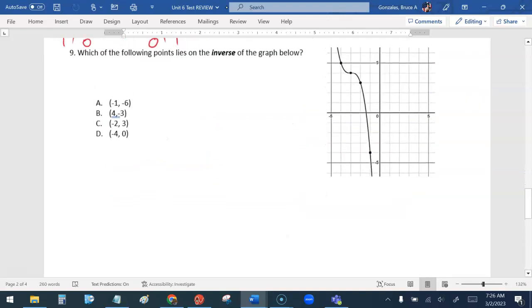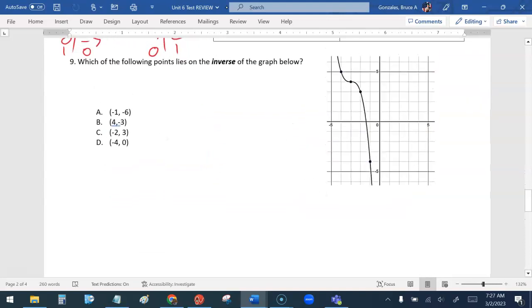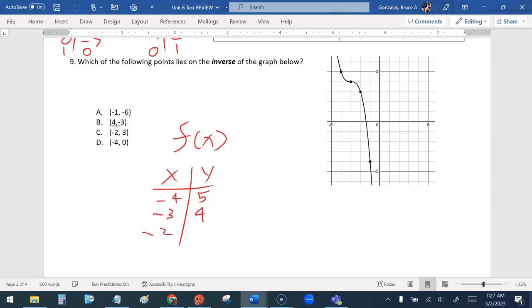Number 9, which of the following points lies on the inverse? Once again, you got the negative 4, 5, negative 3, 4, negative 2, 3, negative 1, negative 4. Your inverse function, you're going to flip that table.